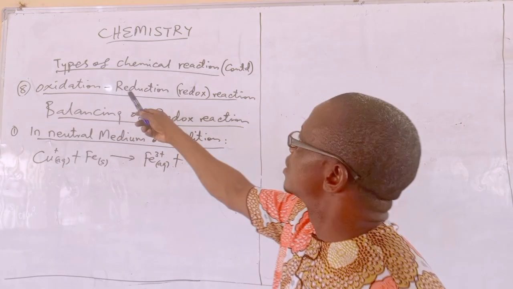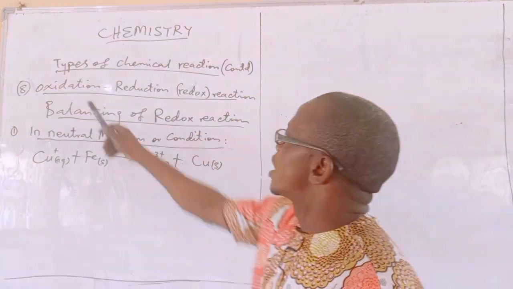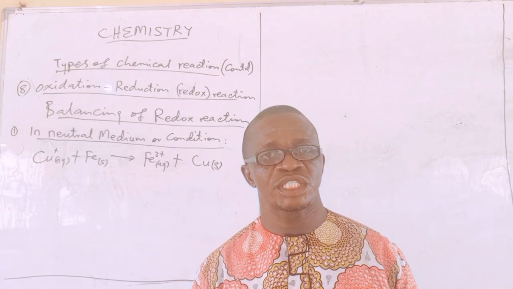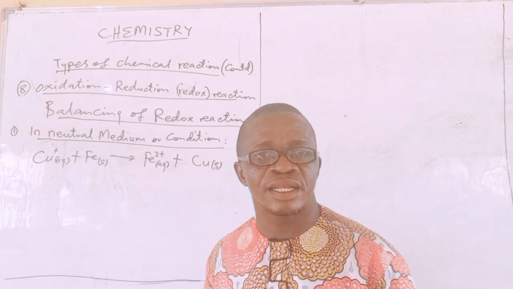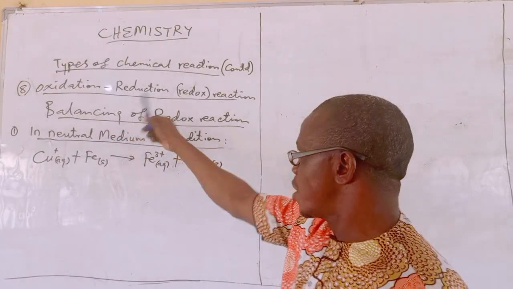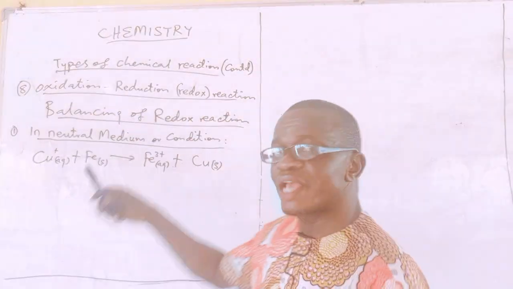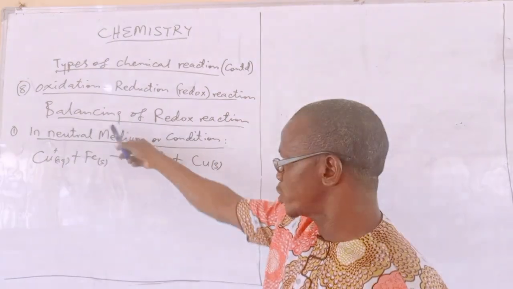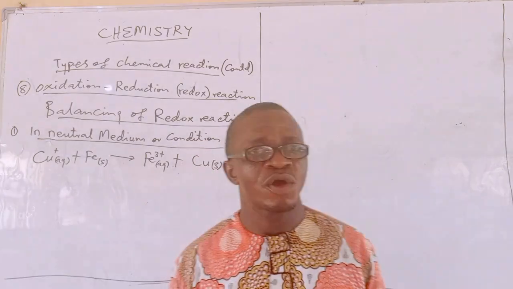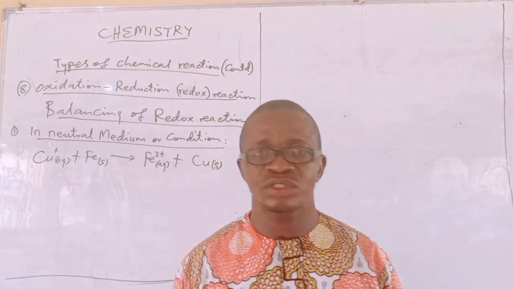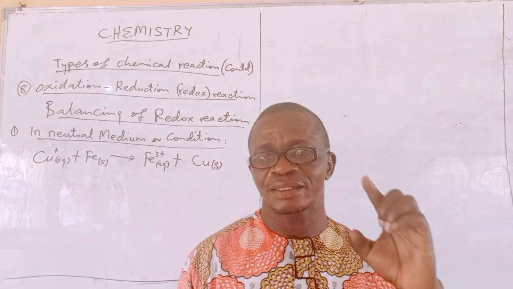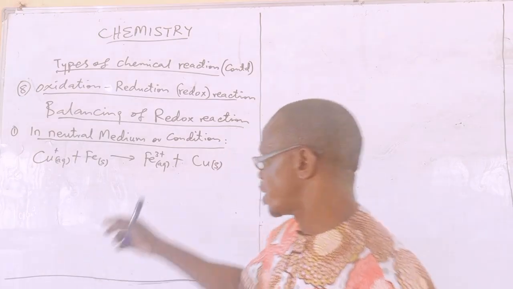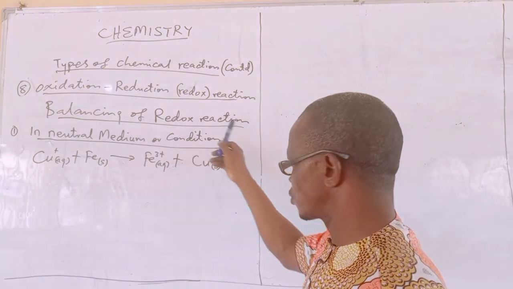Now we are still on types of chemical reaction. Remember that I gave you 8 different types, and we have treated the first seven. The last one, number 8, is redox reaction, of which I have treated the 4 definitions. And now we are into what? Balancing of redox reaction. Balancing of redox reaction is one of the topics that gives headache to students. Now, follow it critically.